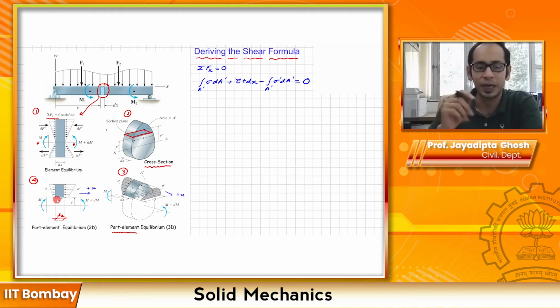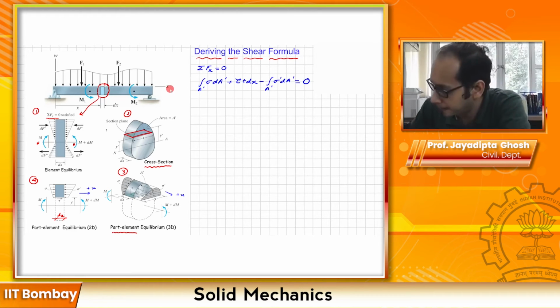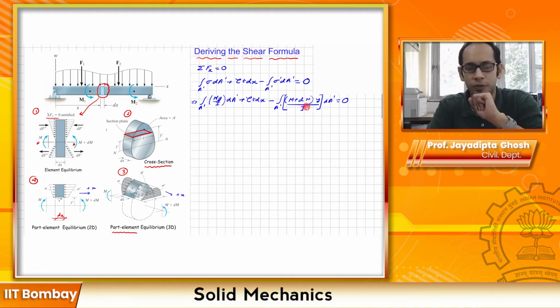So let's go ahead and express the sigmas in terms of My by I, and see where this leads to. Let me write the next step of the equation. What I have done here is simply expanded the sigma in terms of M over here and sigma prime as M plus dM. Now let's pull things out of the bracket, cancel a few things, and see how far it further simplifies.